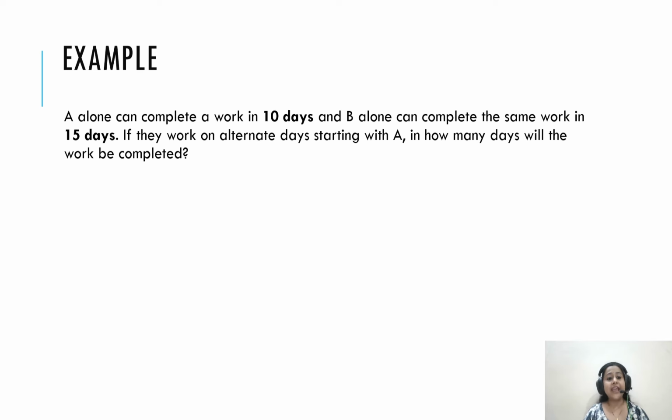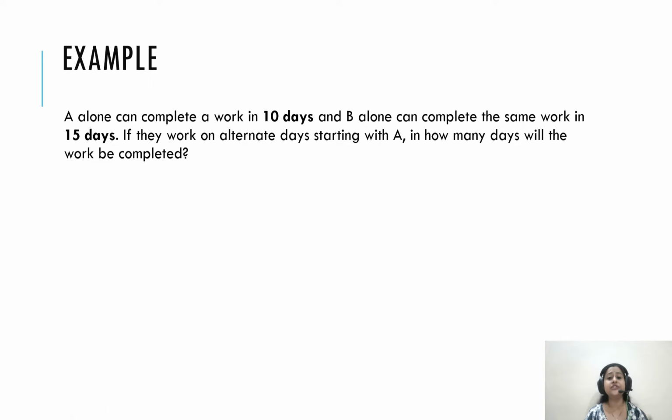It says that A alone can complete the work in 10 days and B alone can complete the same work in 15 days. So we can calculate the individual efficiencies from here. Now, if they work on alternate days starting with A, so A will work on the first day and B will work on the second day, then in how many days will the work be complete? So let us see how we can solve the problem.